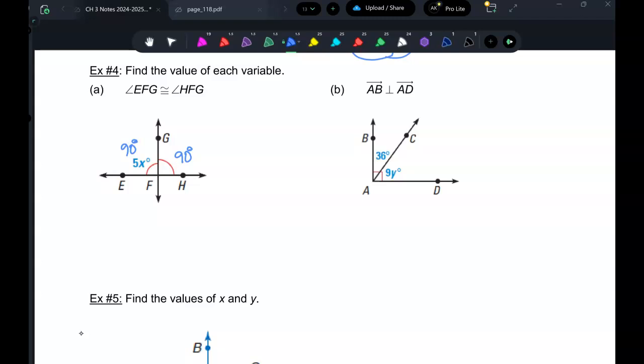Well, we want to find the value of the variable. So what does 5x have to equal? 90. So we're going to divide both sides by 5. Okay, 5 into 90. Let's see. 5 goes into 90. Good. So 5 goes 18. Good.